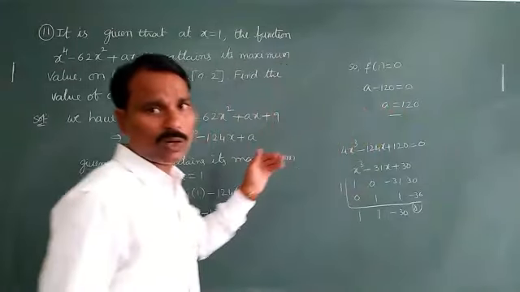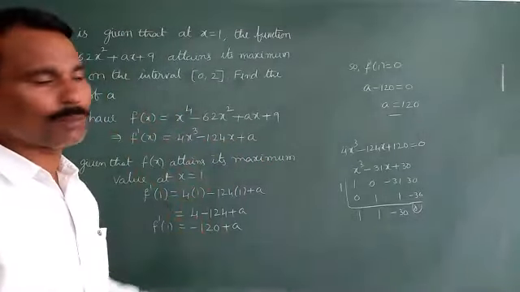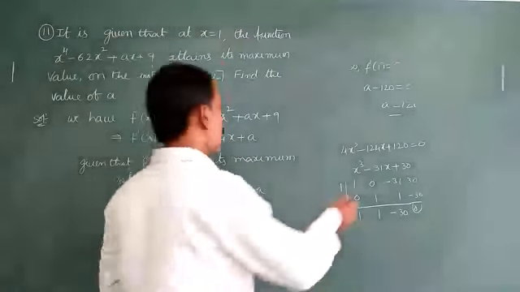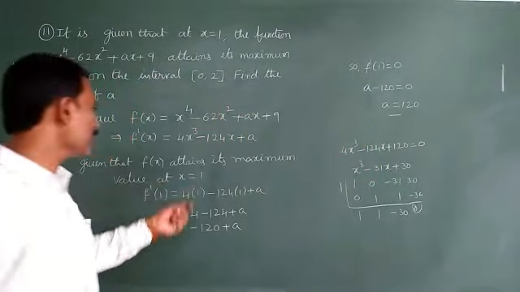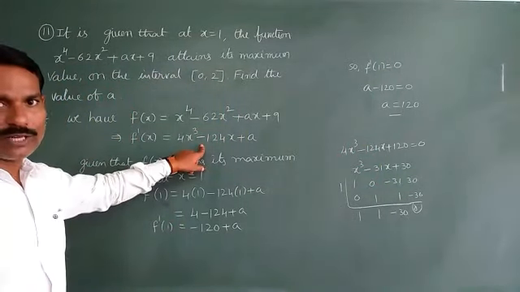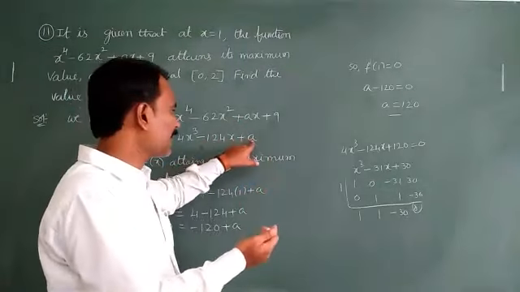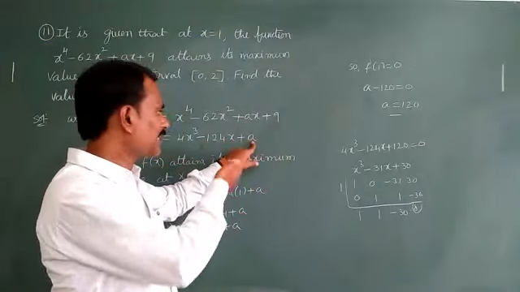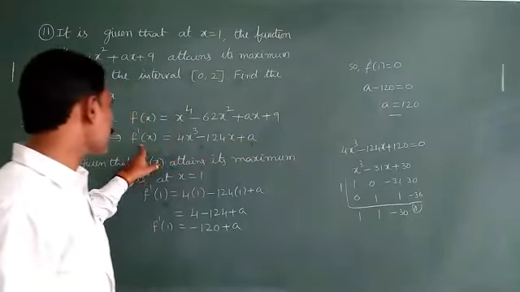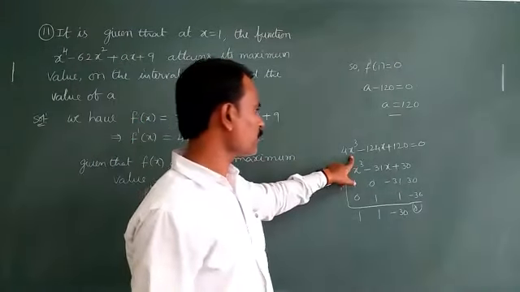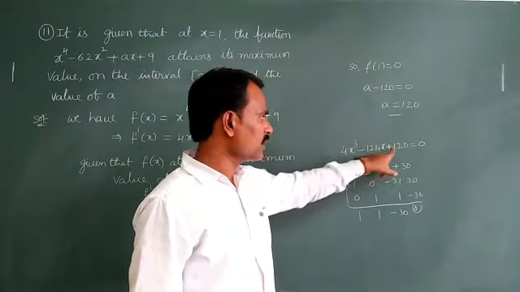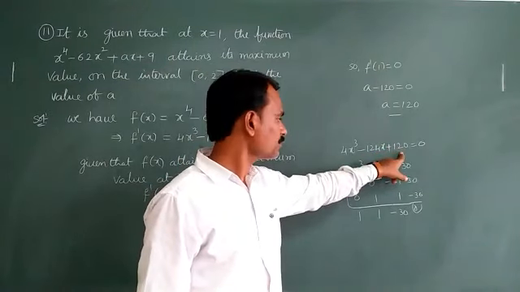Whether the value is correct or not, or 1 is the root for that equation or not, we have to check it. So now put the value a equal to 120 in the first derivative, which is equal to 0. In the place of the unknown value, take that value 120. Now your first derivative expression is 4x cube minus 124x plus 120 equal to 0.